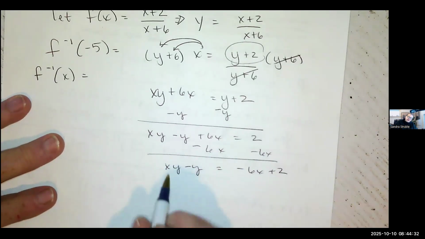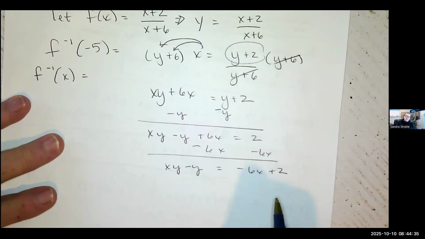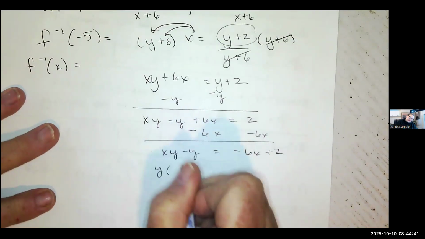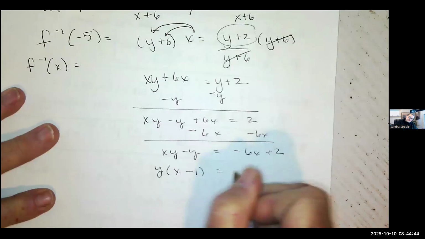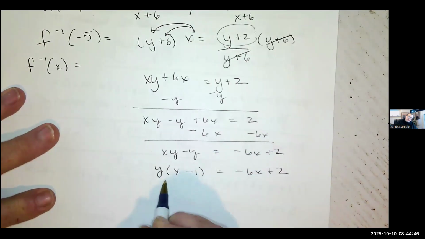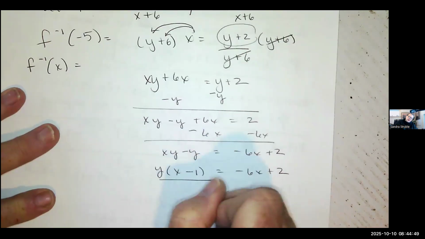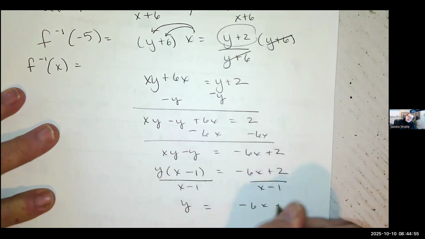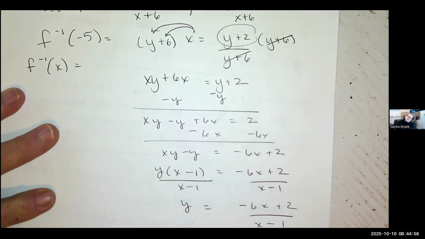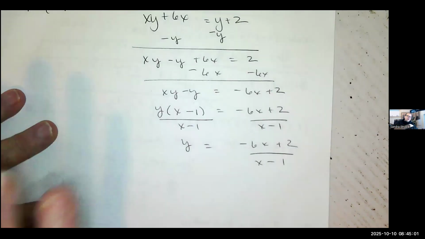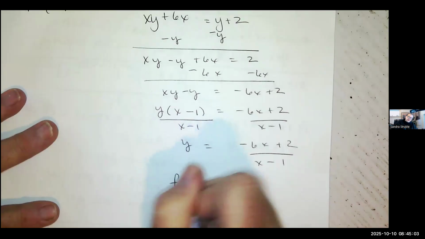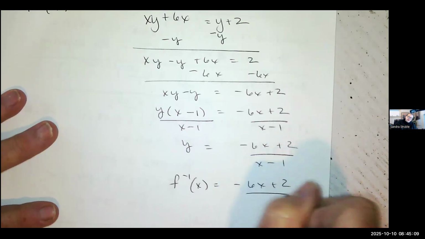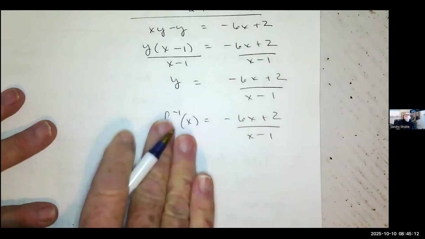All right, lastly, we need to factor out a y. And when you do that, you're left with x minus 1. Finally, you're going to divide both sides by x minus 1. And you get y is equal to -6x plus 2 over x minus 1. Now, if we're doing this for just the inverse, you need to replace the y with f inverse of x is equal to -6x plus 2 over x minus 1, because on the exam, I'm asking for the inverse, not y.